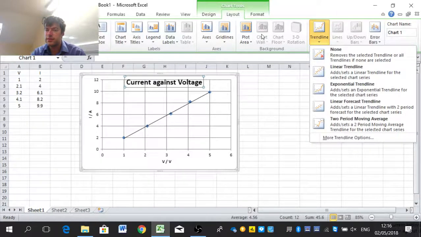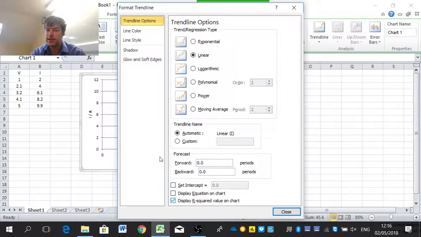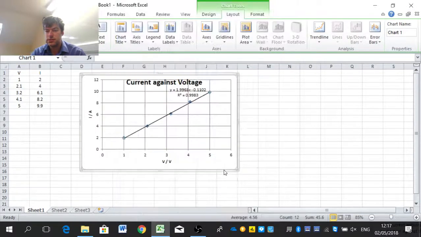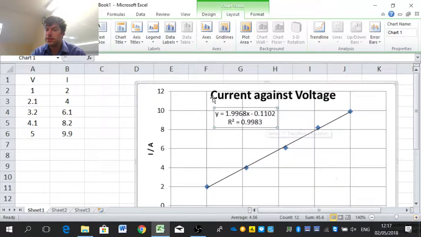Also, if we can include, I don't know where the options are, maybe in more. It's nice to have the R squared and the equation on the graph as well. Now you can't see this because it's quite small, so I'll zoom in. Can you see the equation?